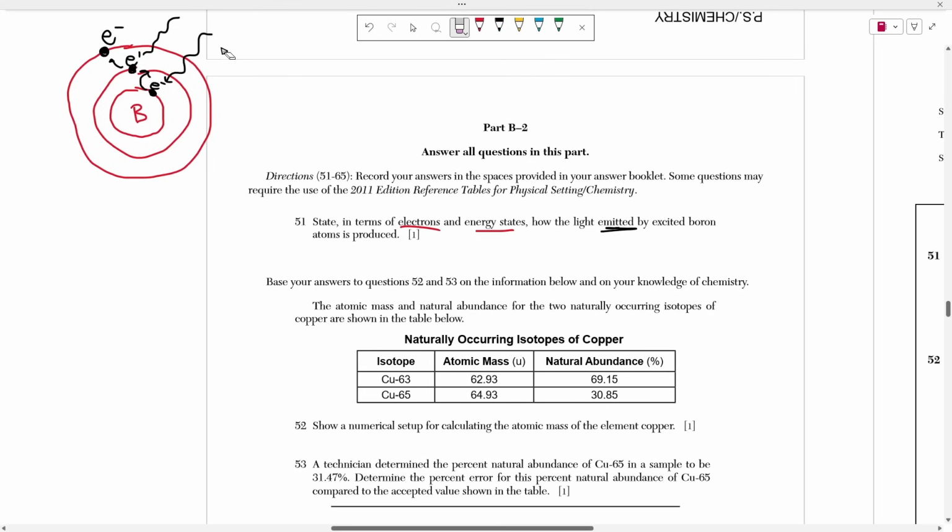Now here's the thing, the opposite can also happen. Let's say that an electron loses its energy or does not have enough energy to exist in this state, it will then go down and move closer to the center where there are lower energy states. So if I have an electron here and it moves down into the next energy level, into this orbital right here, it has now lost its energy and it's released that energy in the form of light. So, state in terms of electrons and energy state how light is emitted. Well, light is emitted as electrons move down in energy level.